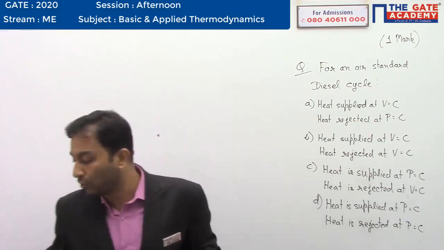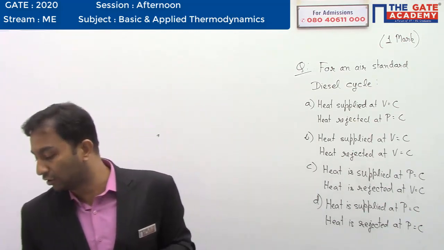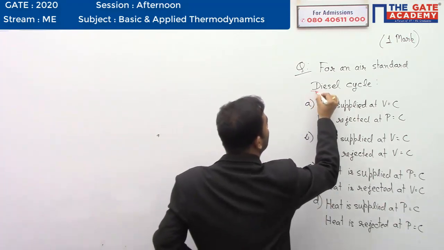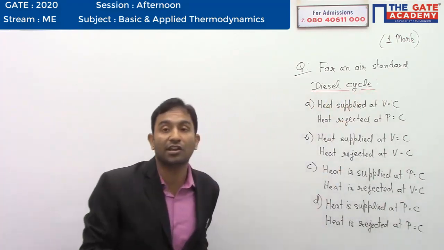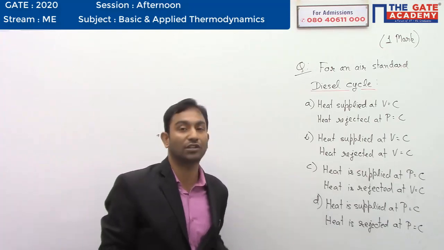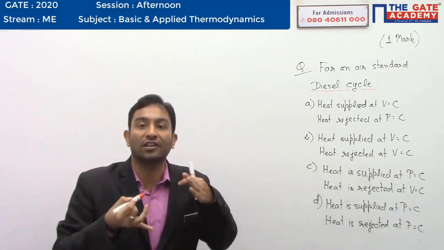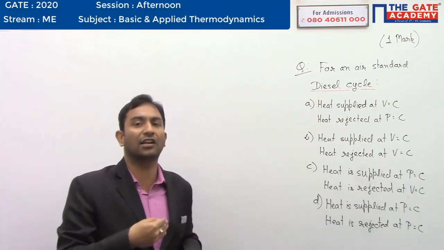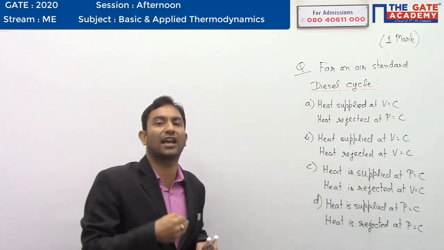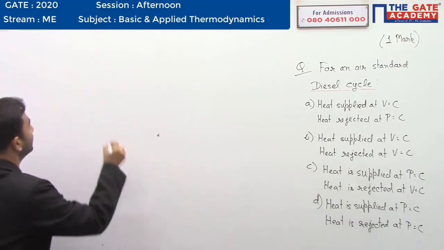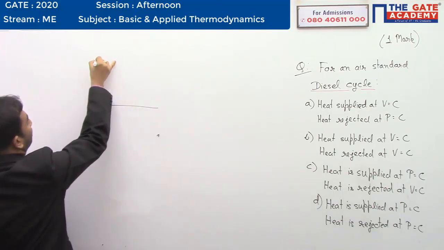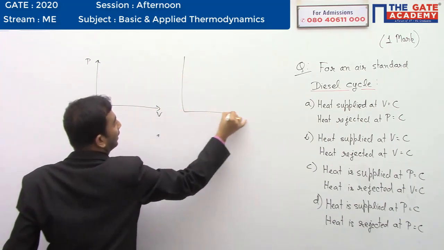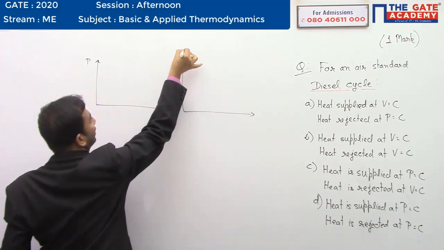Very good. Now let me see where are the hidden clues over here. The hidden clue over here is diesel cycle. Now to answer this question, I'll have to know what is a diesel cycle. I'll not take much time. I'll just draw the PV and TS diagrams for the diesel cycle. This is a very easy question and it can be very easily answered.